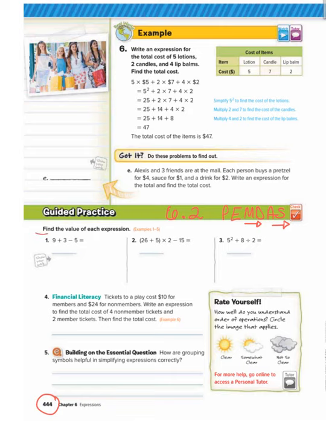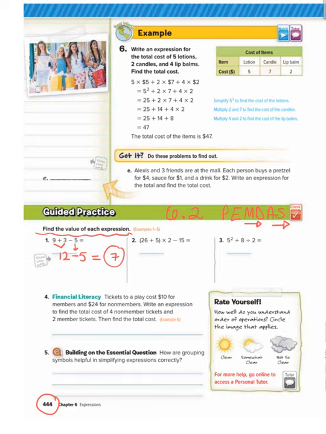So we want to find the value of each expression. Number 1, 9 plus 3 minus 5. So we only have addition and subtraction, so we do whichever comes first from left to right. So in this case, that would be addition. So 9 plus 3 is 12. And then we bring down what's left, minus 5. And then we just do 12 minus 5, which is 7. Number 2.